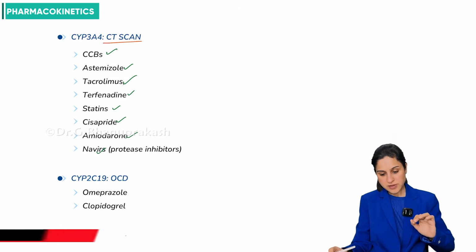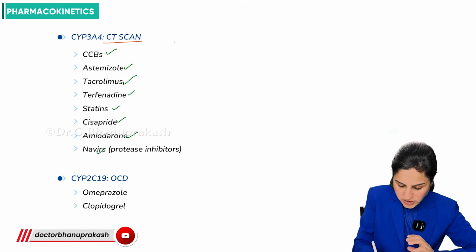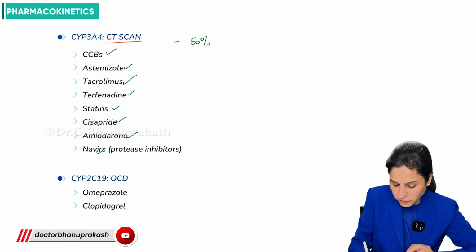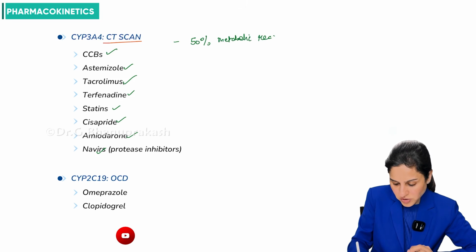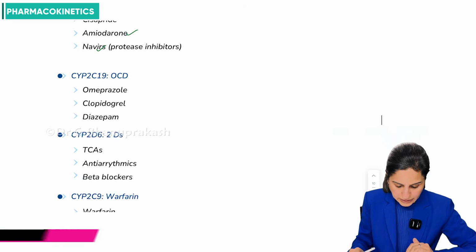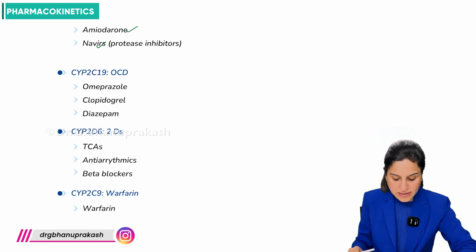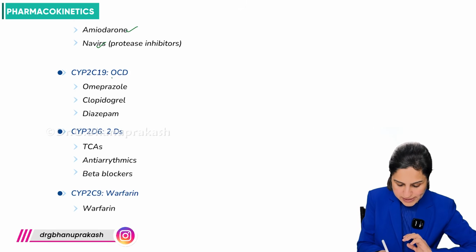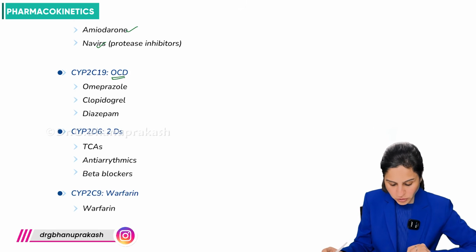Remember, CYP3A4 is a very important isoenzyme because it is responsible for carrying out 50% of the metabolic reactions in the body. That's why it is one of the most important enzymes. Then we have CYP2C19. So remember the mnemonic OCD: omeprazole, clopidogrel and diazepam.